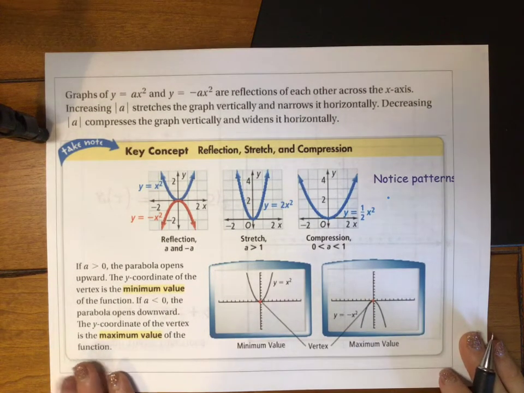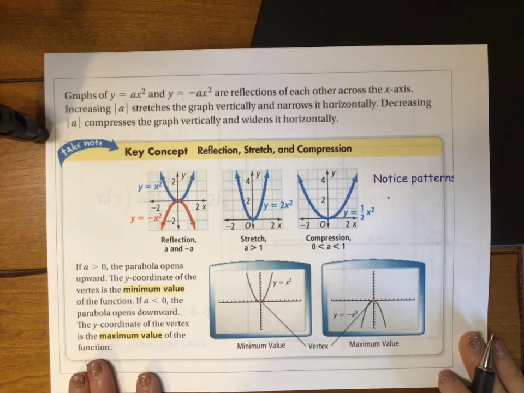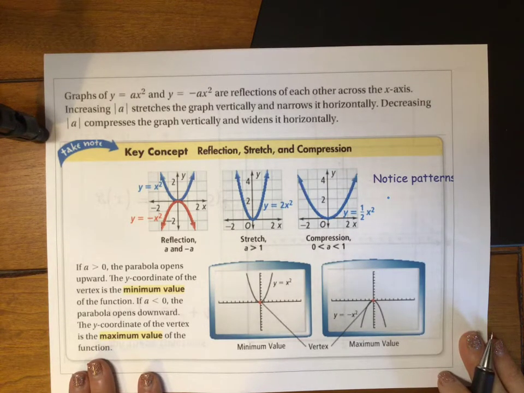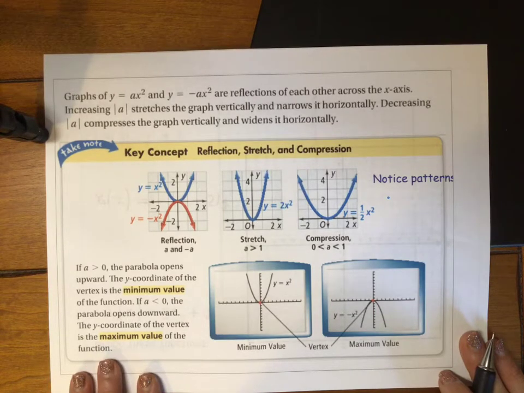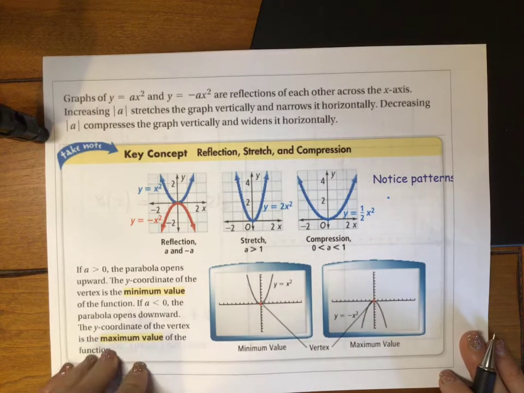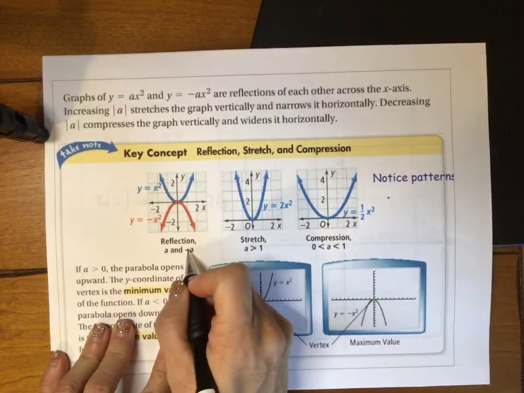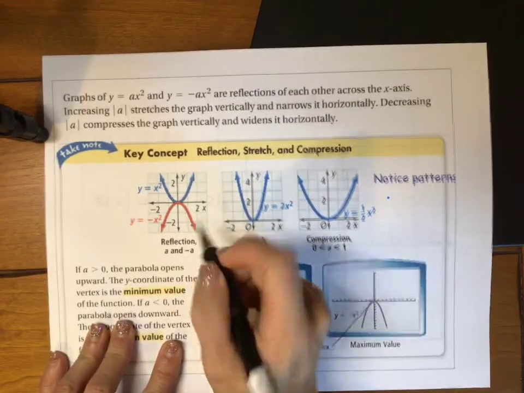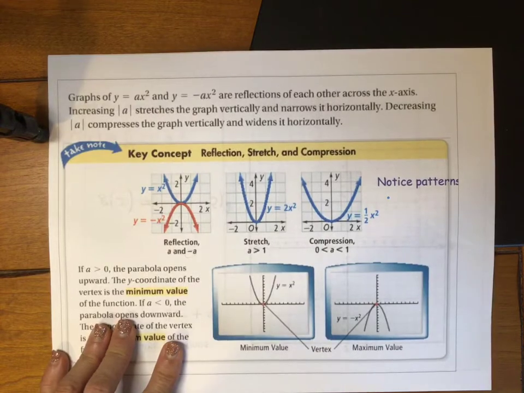All right, so on Monday, Tuesday, we spent some time graphing right and left and up and down translations. Today, we're going to focus on adding in reflections, stretches, and compressions. And just like with the absolute value, when we have a negative, we're going to be reflected over the x-axis.